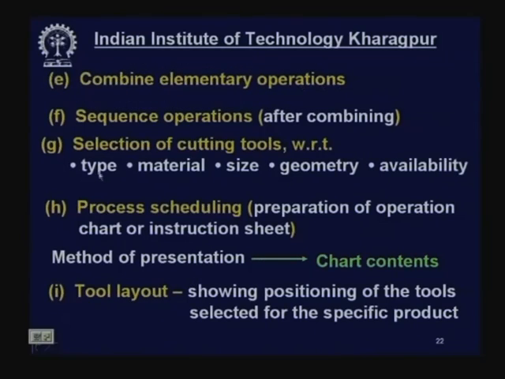Now the combining operations, all these things. Next comes the operation chart, process scheduling. A process chart has to be produced containing all the information: what the operation sequence is, what the corresponding cutting tool should be, what the position of the cutting tools should be, and so on. Say, tool layout, showing the position of the tools.